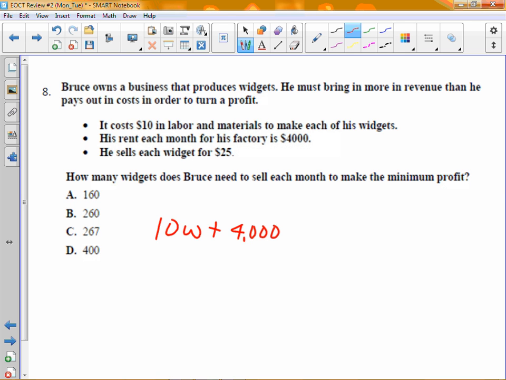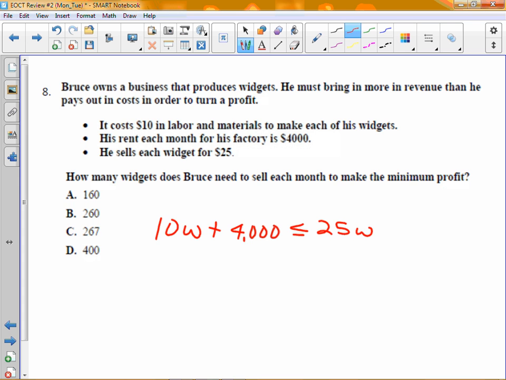So that 10W plus 4,000 has to be less than or equal to 25W. I want 25W to be greater than or equal to that. If it's equal to it, right with me? He's just covering his bills. $4,000 for the building plus $10 for each one he made. So if he sells enough to solve this problem, that's all he does, he covers his expenses. But for everyone above this that he covers, now he's in the profit.